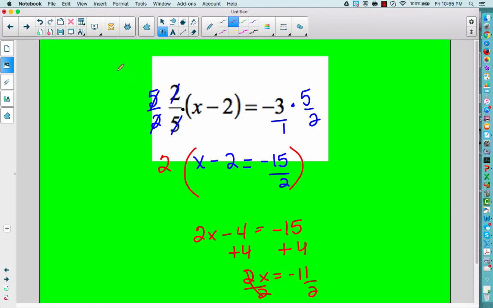All right, guys, so that's our explanation of clearing fractions, simplifying equations by clearing fractions. Definitely something we're going to be going over and using a lot in Algebra 2. So put some extra time into this lesson and that practice.